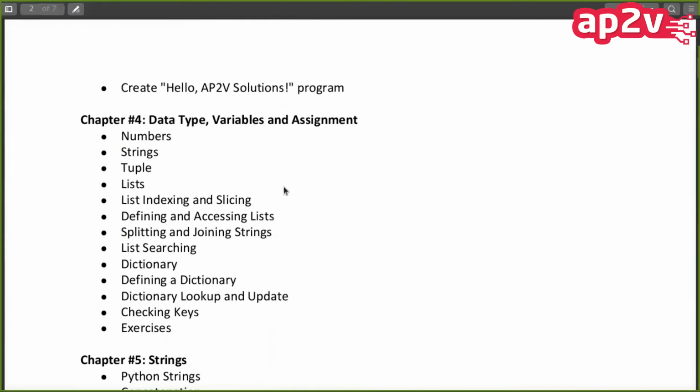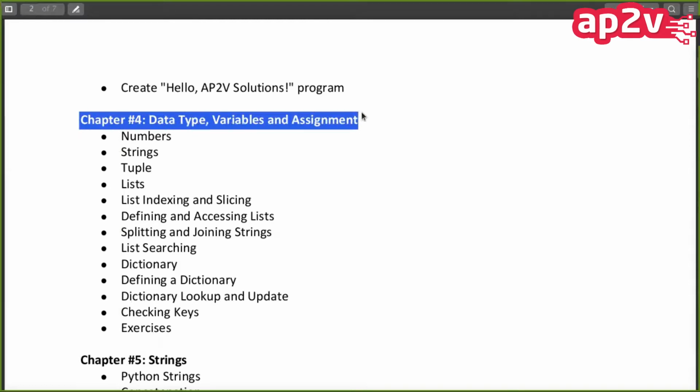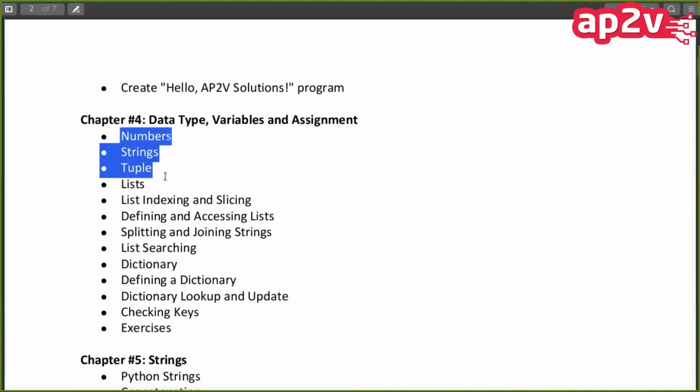After that, in chapter 4, we will learn about the data structures we want to use inside Python. These are very trending data structures, and some of them are new compared to other programming languages, such as string, list, and dictionary. So we will learn about all the data structures in chapter 4.